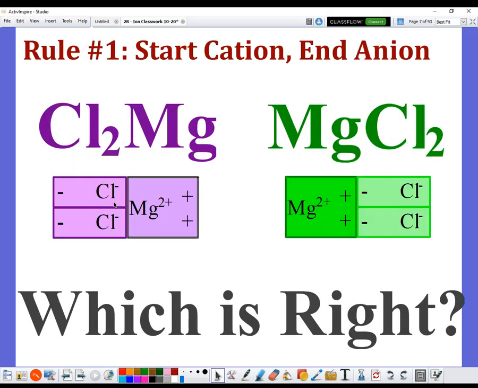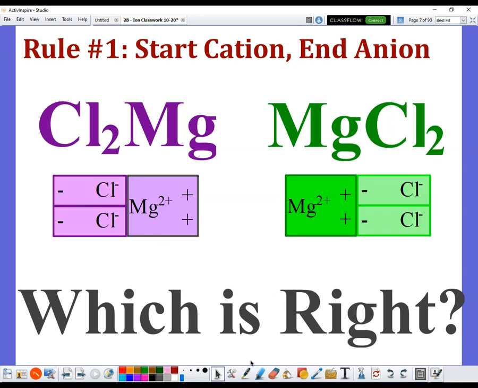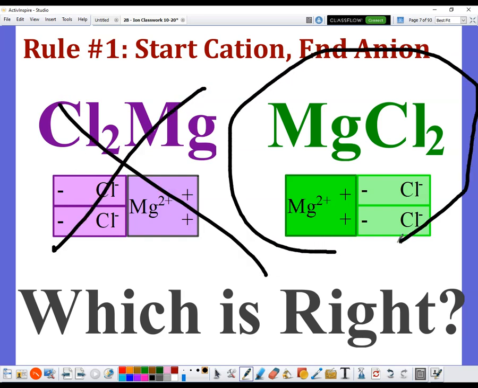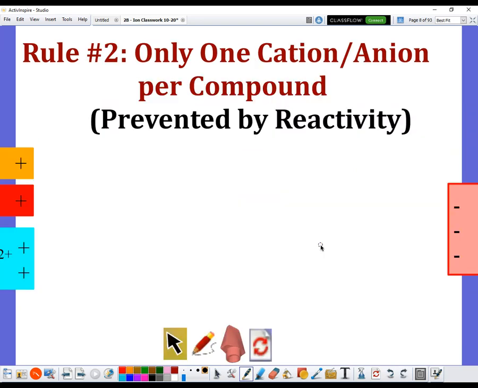Rule number 1, always start with the cation and always end with the anion. The cation is the positive one, the anion is the negative one, so which of these things is correct? Here we've got the negative chlorines before the positive magnesium, so no, that's not correct. What is correct is this right here, starting with the positive magnesium, ending with the negative chlorine. That's your ticket.